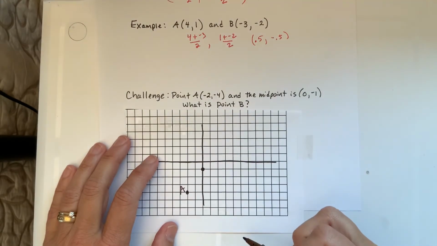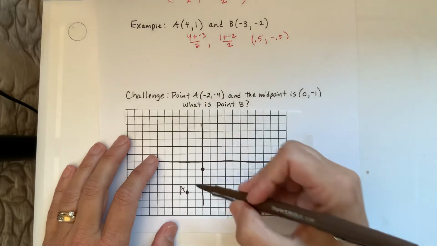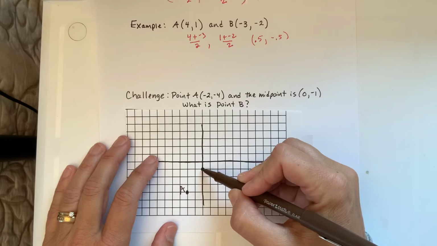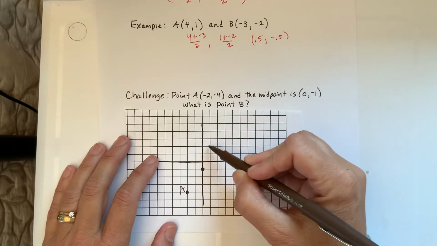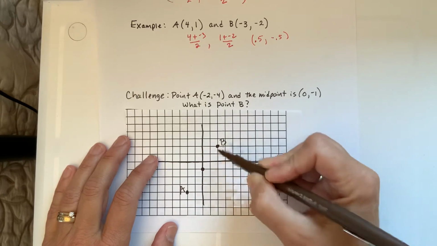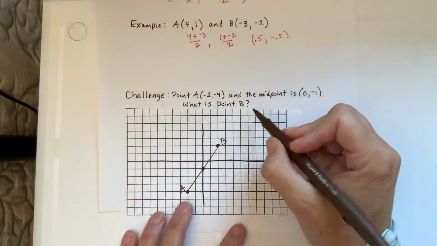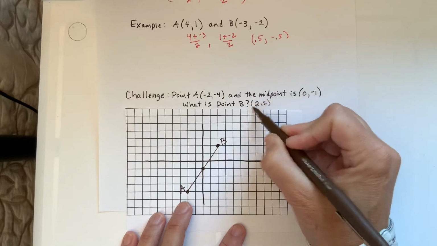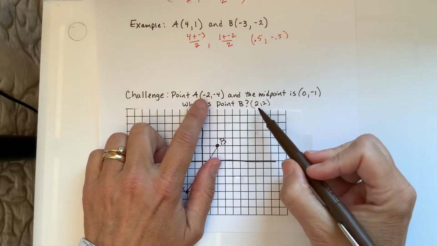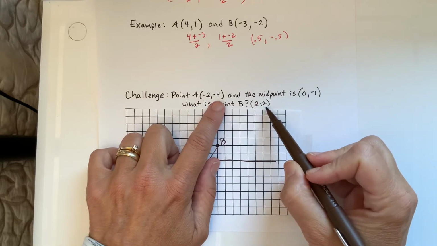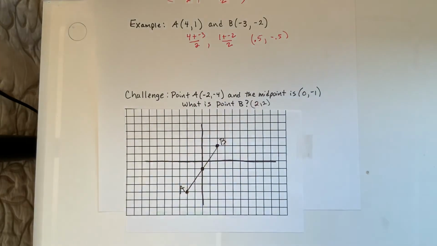Over here. So I can just do that by counting a slope triangle. This is up 1, 2, 3, and right 2. So if I go up 1, 2, 3, and right 2, there's my point B, which is at 2, 2. So the answer would be 2, 2. You could always double check that with the formula. -2 plus 2 is 0, divided by 2 is 0. -4 plus 2 is -2, divided by 2 is -1. So it worked. So that would be all I have today for the midpoint formula.